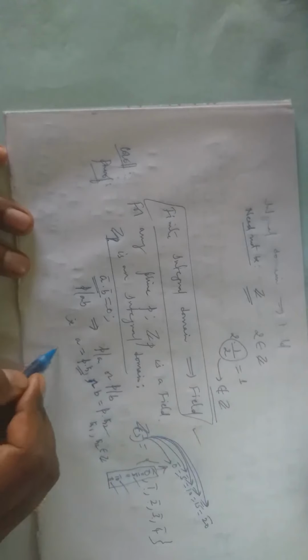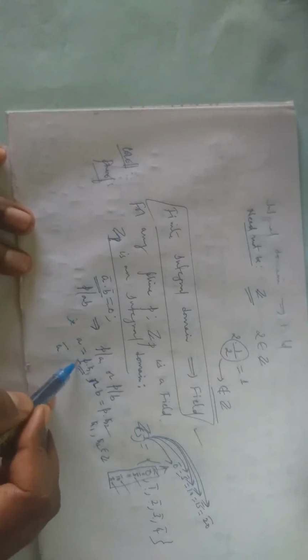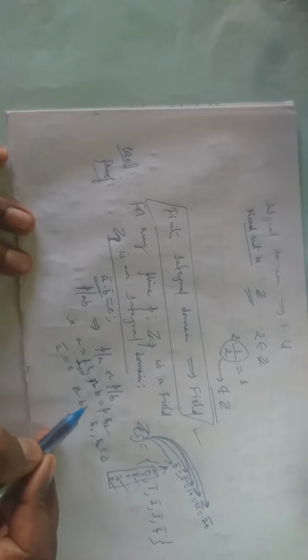Now what is A bar? Apply congruence modulo P. Since P divides A, it is 0. What is B bar? Since P divides B, it is 0. I took the product of two elements, A bar times B bar is 0, and I'm getting that either this is 0 or that is 0. Both cannot be non-zero. That's what it says. That means it doesn't have zero divisors. So ZP has no zero divisors.